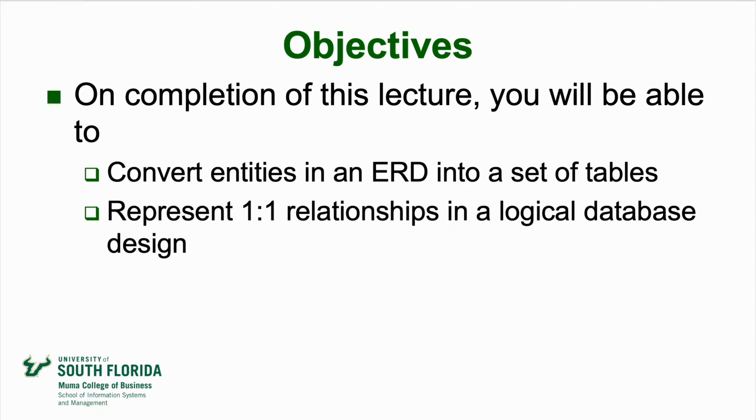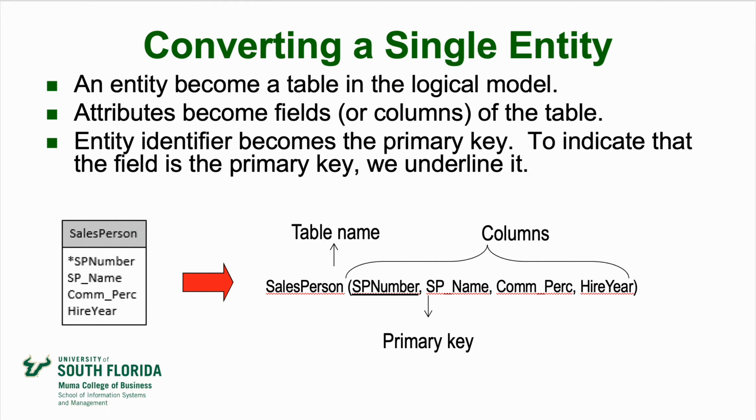So, at the end of this lecture, you will be able to convert entities in an ERD into tables and represent one-to-one relationships in a logical database design. The conversion of an entity is straightforward. An entity becomes a table and the attributes become fields or columns. The entity identifier becomes the primary key in the table. And to indicate that the field or set of fields is the primary key, we underline it.